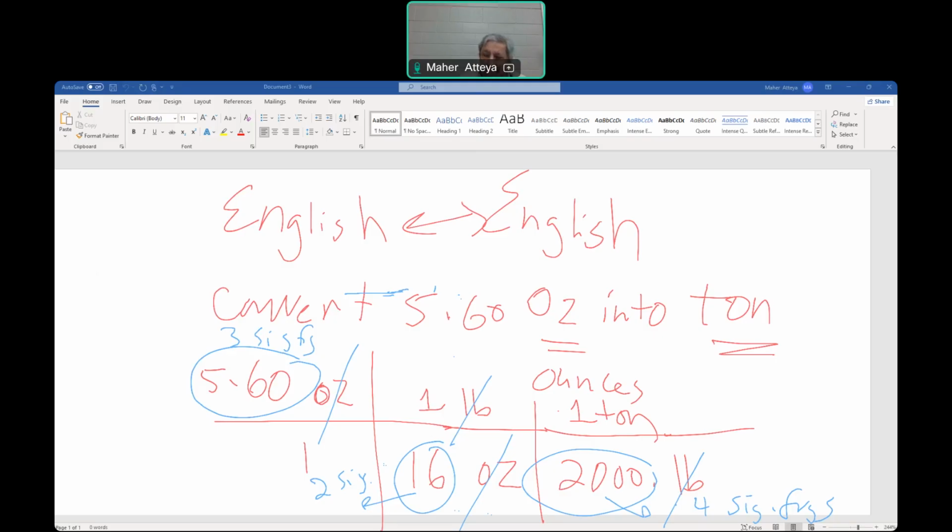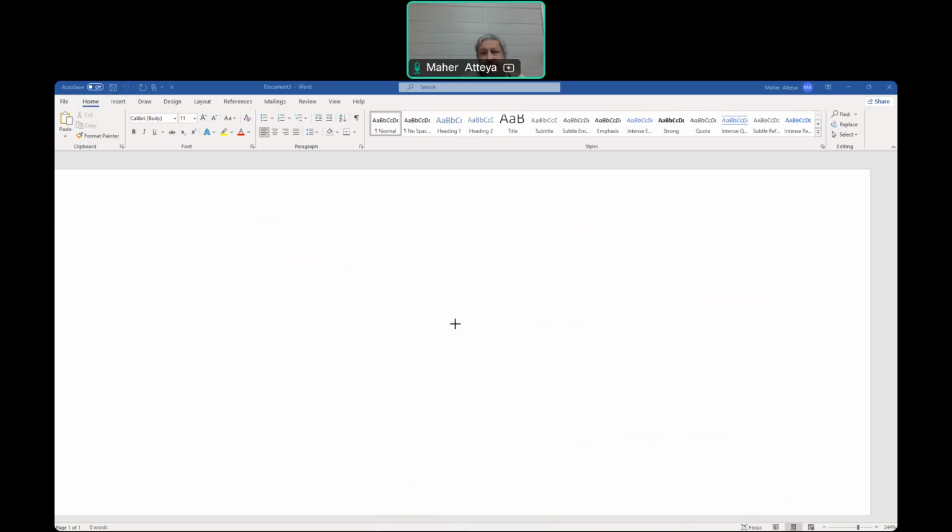So anyway, that's English to English. We'll get another example, English to English. I'm just wiping this one out. Another example, and see how this is really developed. Now, we'll go English to English and then metric to English and vice versa. And then, if time permits, we'll do some worksheets.